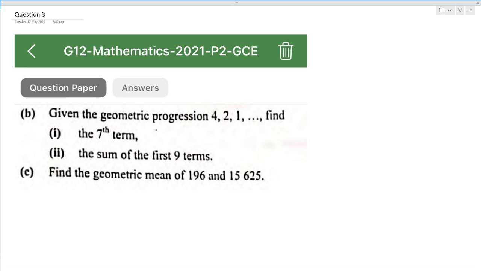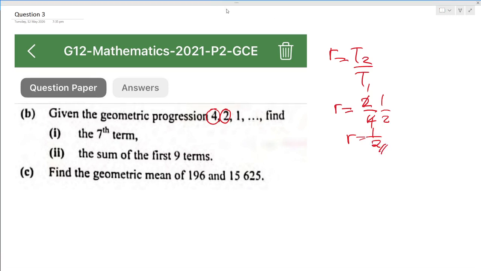So the question says, given the geometric progression 4, 2, 1, find the 7th term. To find the 7th term, we need the common ratio. So we're going to say T2 divided by T1. Okay, what is our T2? Our ratio will be equal to, T2 is 2. Okay, so it's 2 over T1, which is 4. All right, so our ratio is going to be 2 over 4, which is simply 1 over 2.